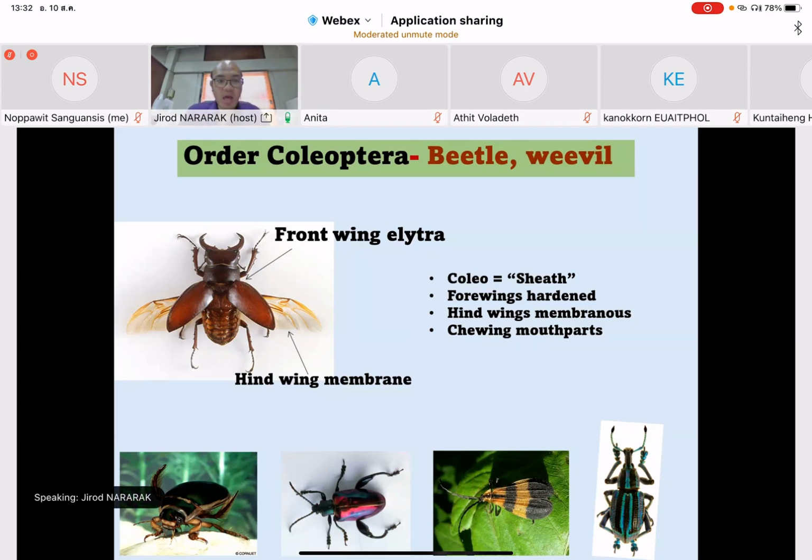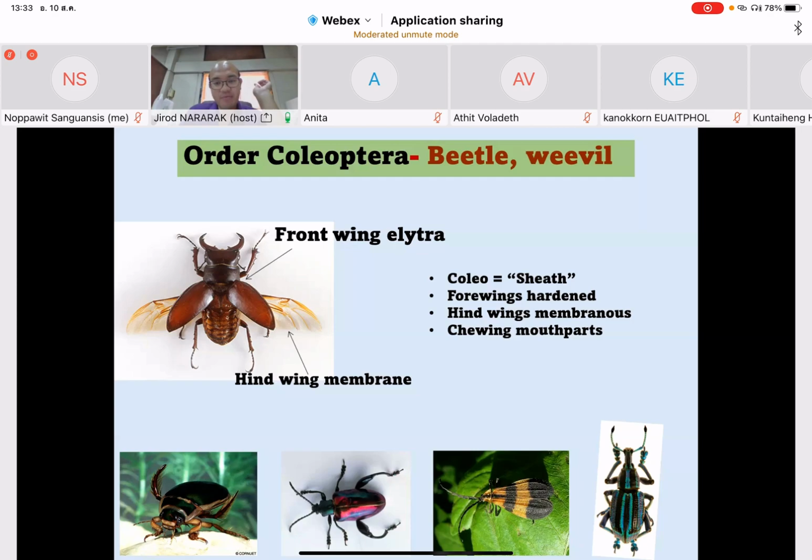The next one is order Coleoptera. The common names are beetle and weevil. This order is the most diverse group of insects. It's very abundant and diverse, so we have a lot of species here, the beetles and weevils.